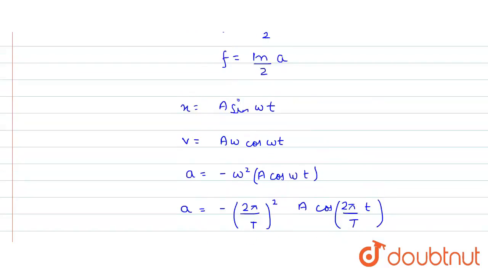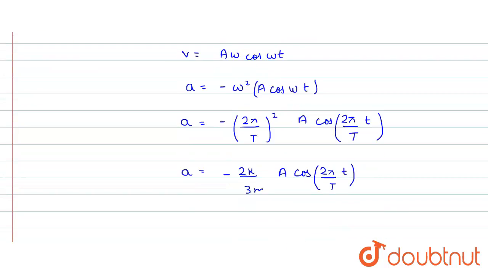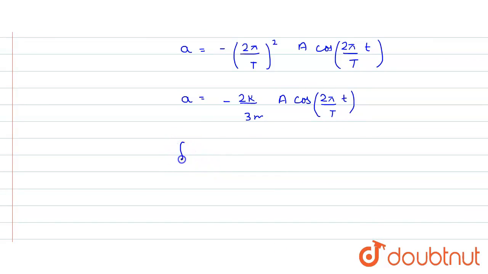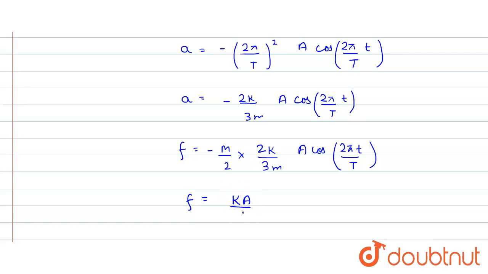Okay, now our friction force is given as what? M divided by 2 times a. If you put this into this expression, our frictional force would be equal to M divided by 2 into this factor. We just take minus here, so it would be 2k divided by 3m, then A cos of 2π small t by capital T. Okay, so this 2 and this 2 would be gone. Then our frictional force value would turn out to be kA divided by 3, with a minus sign, times cos of 2πt by T.